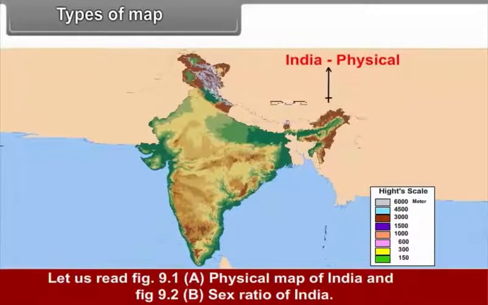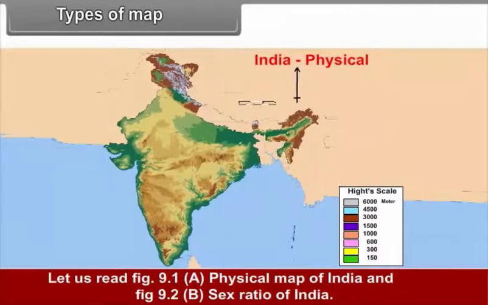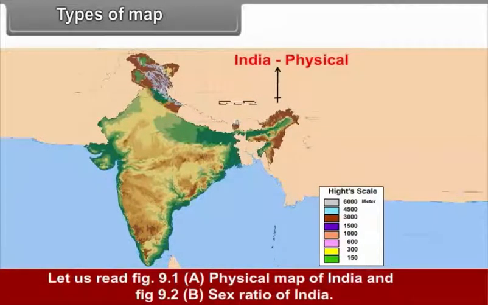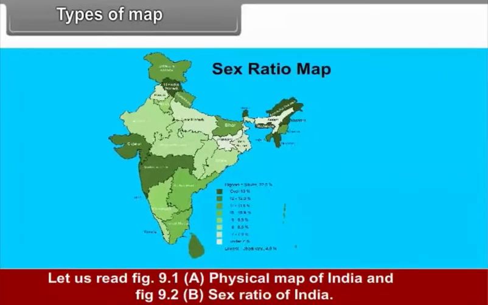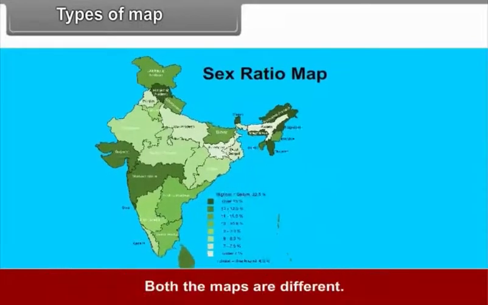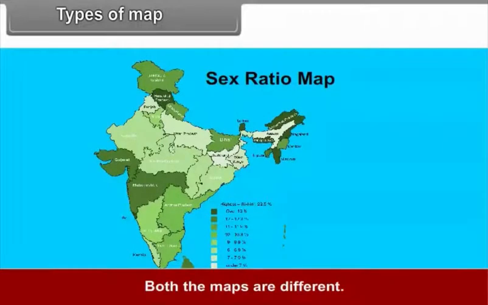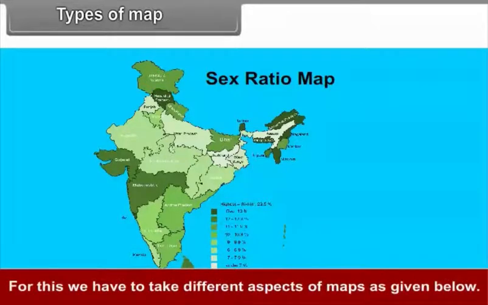Let us read Figure 9.1A, Physical Map of India, and Figure 9.1B, Sex Ratio of India. Both the maps are different. So let us try to read them separately. For this, we have to take different aspects of maps as given below.